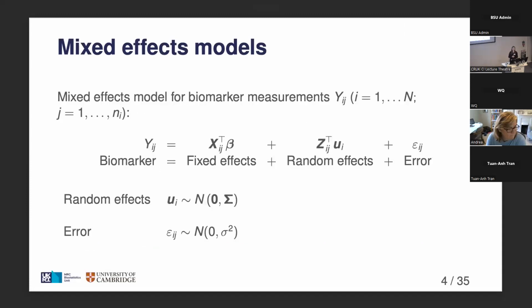Okay, so going back to the beginning, if you like, this is a mixed effects model. For repeated measurements Yij of some biomarker, where i denotes the individual and j denotes the measurement occasion, we can model that biomarker using a fixed effects term where the parameters beta are common to all individuals, and random effects ui, which are assumed normally distributed around 0 with some covariance matrix sigma, and an error term epsilon, which is also normally distributed and assumed independent of the random effects.